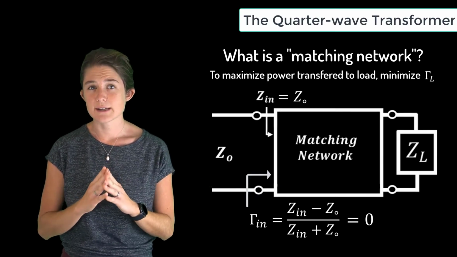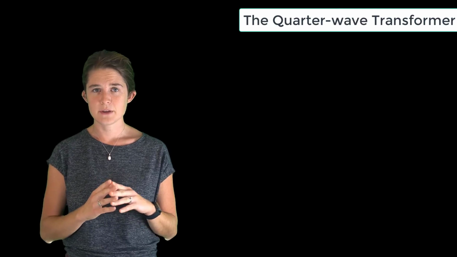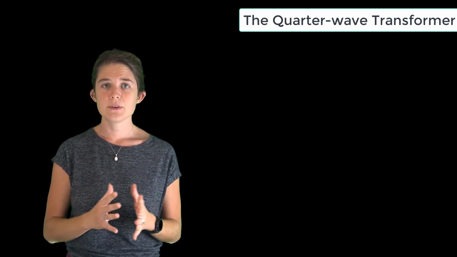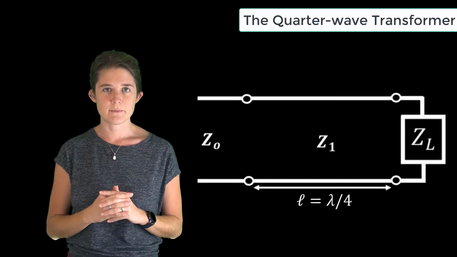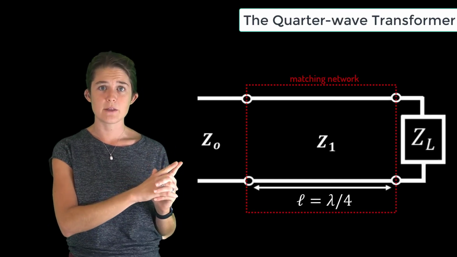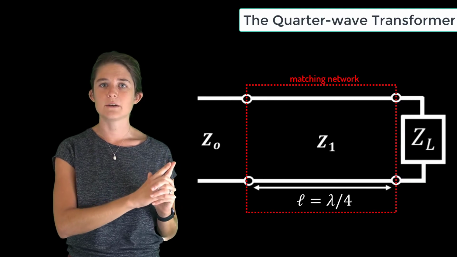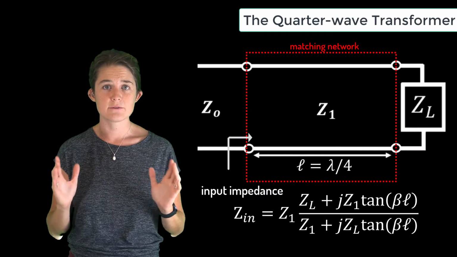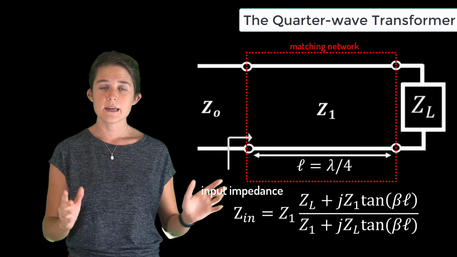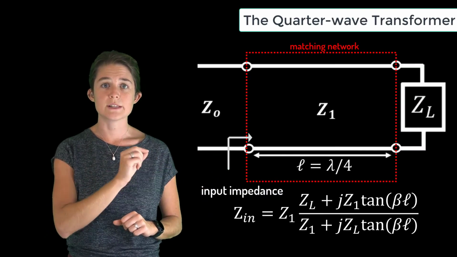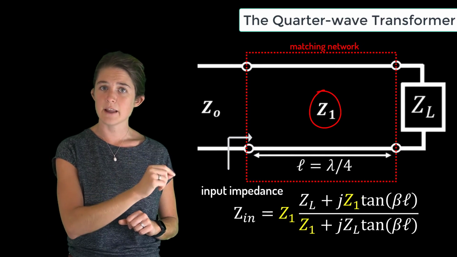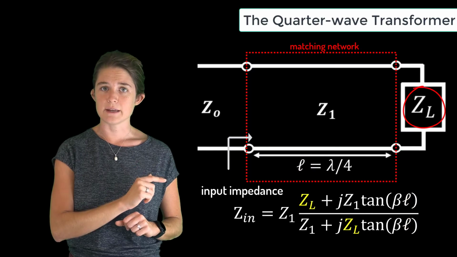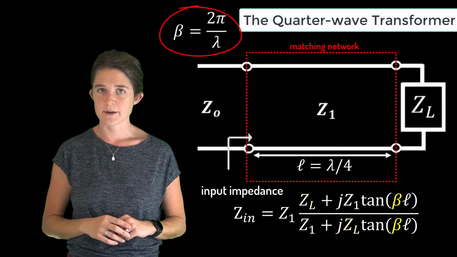So let's look at the design of this matching network for a moment. One very simple sort of network that can be used to achieve a match is called a quarter wave transformer, where we just add a quarter wave length of transmission line with characteristic impedance Z1. We know that the input impedance to a length of transmission line terminated with a load is given by this equation, where Z1 is the characteristic impedance of the line, L is the length of the line, ZL is the load impedance, and beta is 2 pi over lambda.